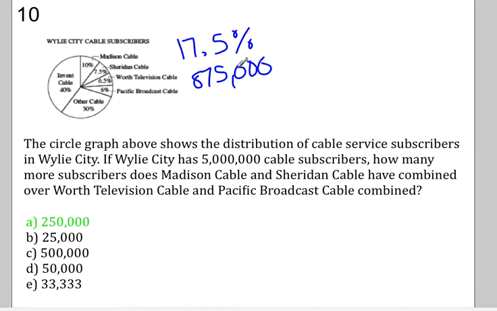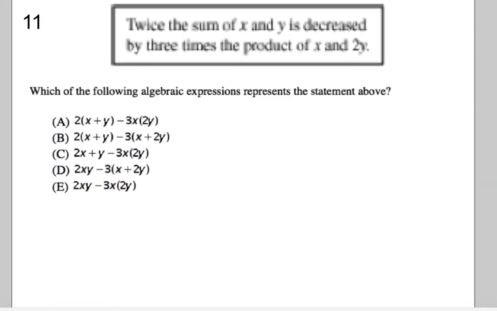And then when you do the same for Worth and Pacific, that's 12.5% times 5 million, you get 625,000 people. So just simply subtract the two and you get an answer of 250,000, which is A. All right, number 11, kind of hard to read, but read it and answer it.